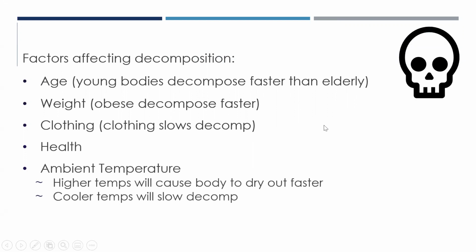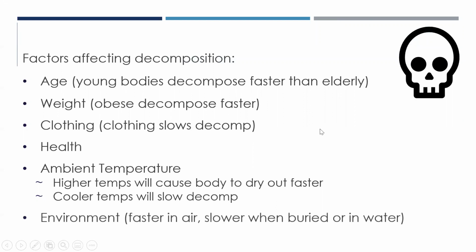The ambient temperature, which is the environment or the surrounding temperature, can affect decomposition. Higher temperatures will cause decomp to happen quicker, and it will cause the body to dry out faster, whereas cooler temperatures will slow down decomposition. And then just the environment in general. Is it sunny, windy, snowing, raining, whatever it may be? Decomposition happens faster in air. So as I said, if you're covered up, it may be warmer inside, but you're not exposed to the elements as much.